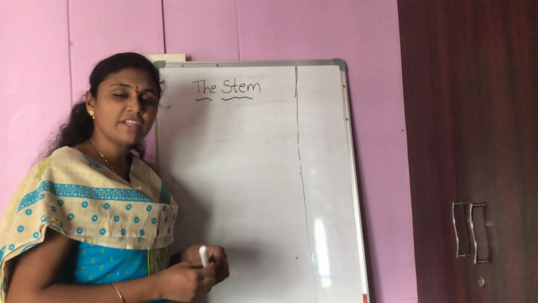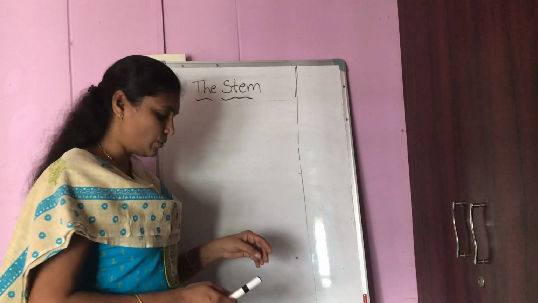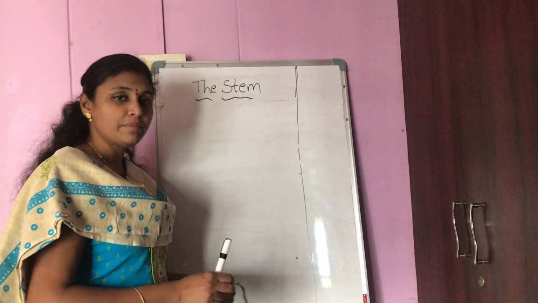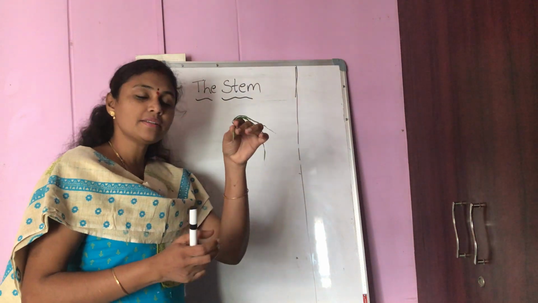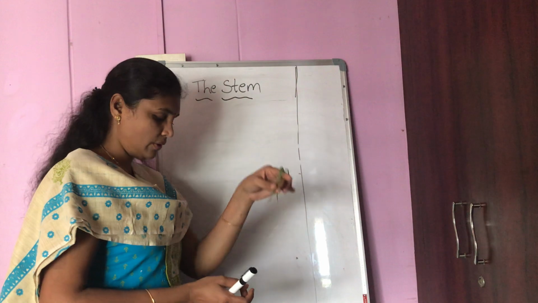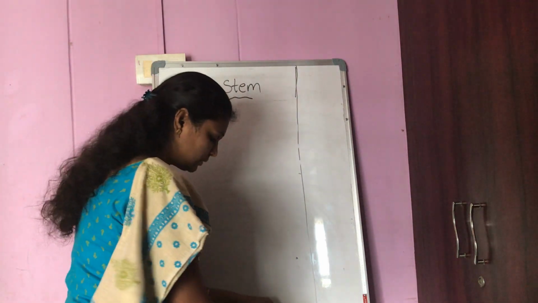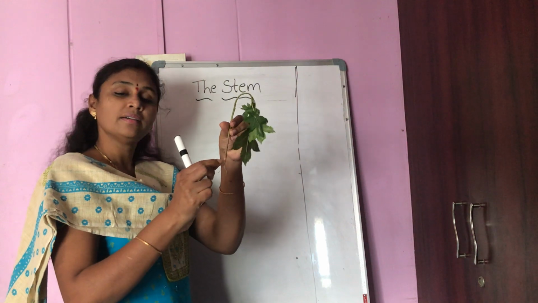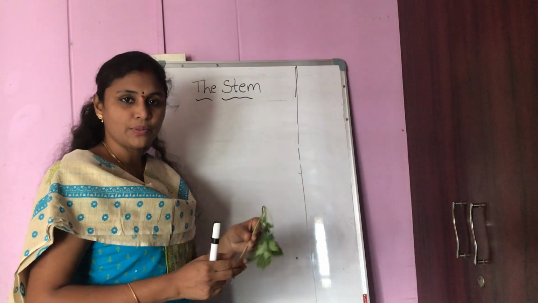See children, in the previous class we have learnt about the roots. Now I will show you the taproot and the fibrous root. This is a fibrous root. At the end of the stem it has many roots. Now this is the taproot, and the main root has small roots.